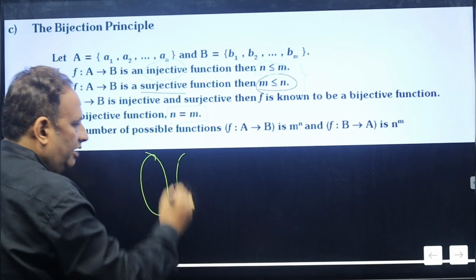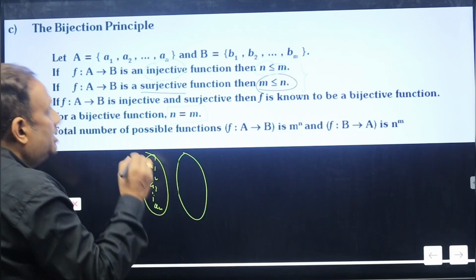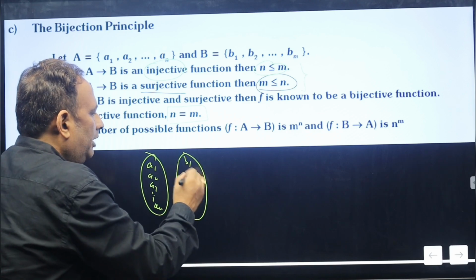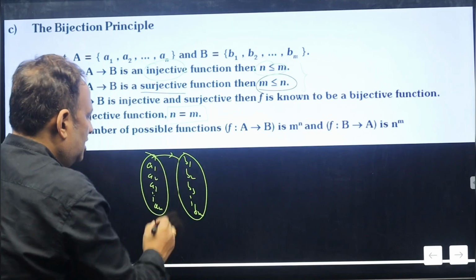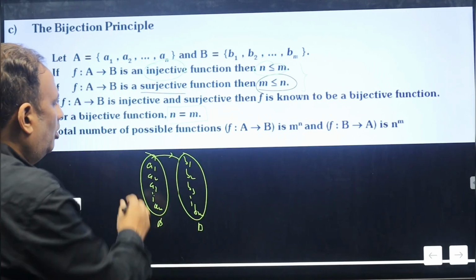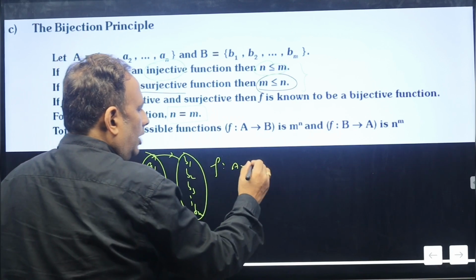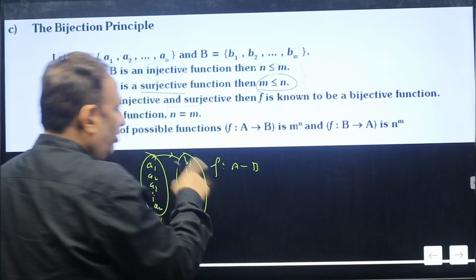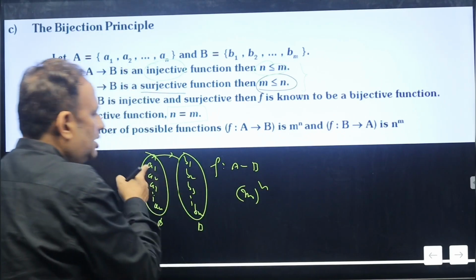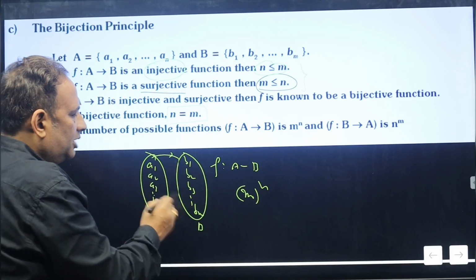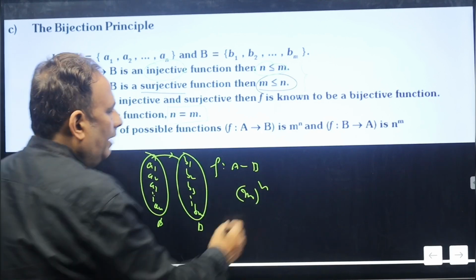If you say, then I will revise this concept also. That is A1, A2, A3, so on, An, and B1, B2, B3, so on, Bm. So from A to B, let's say this is A and this is B, the number of functions will be the number of elements in B as the base, here m to the power n, because each and every element has how many options? Each has m options in images. So here m options, here m options, m into m into m. So the total is m to the power n ways.